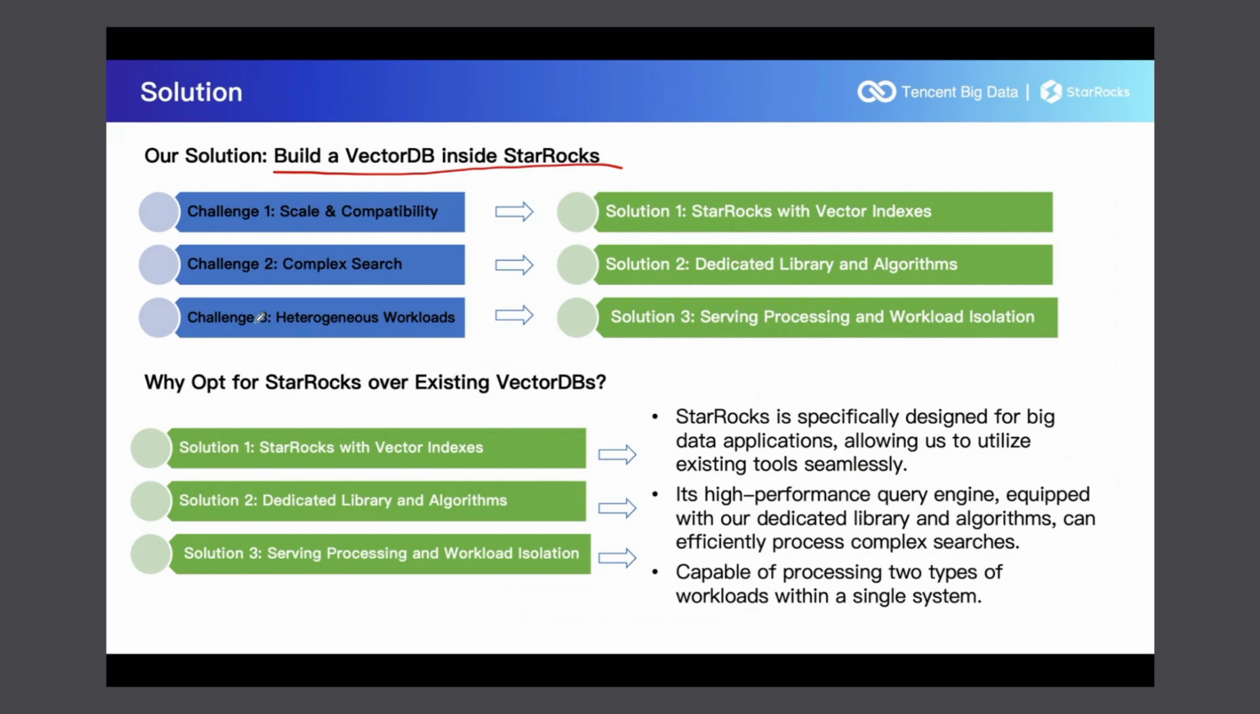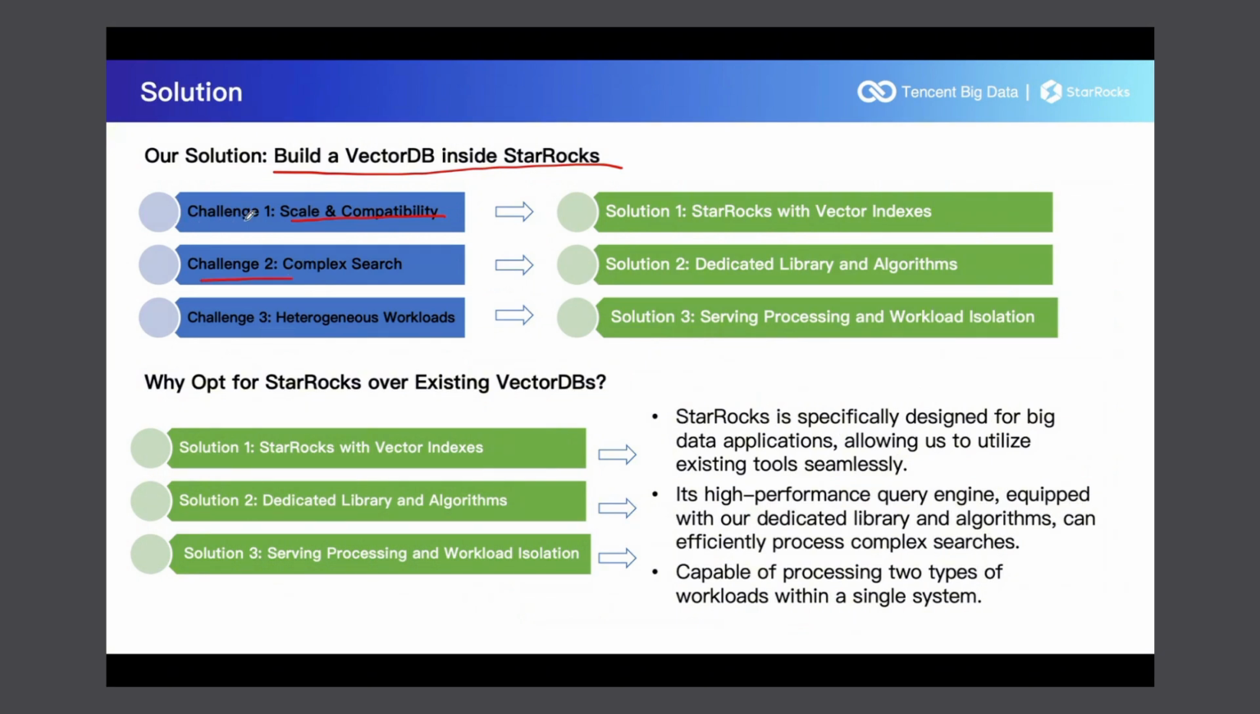For challenge 1, scale and compatibility, our solution is to add vector index support into StarRocks. StarRocks is specifically designed for big data applications, and it can easily handle the 100 TB scale of our data. Besides, it allows us to use existing tools seamlessly.